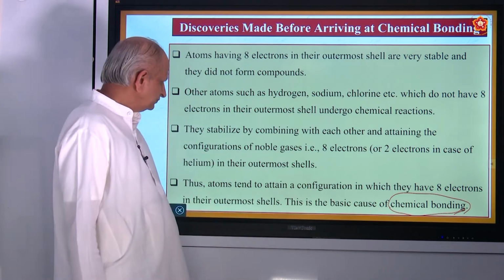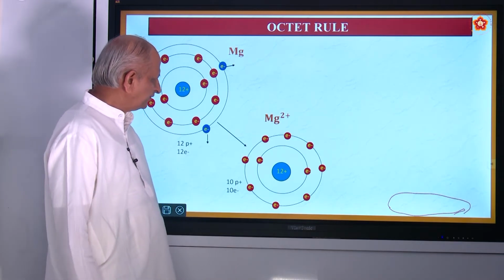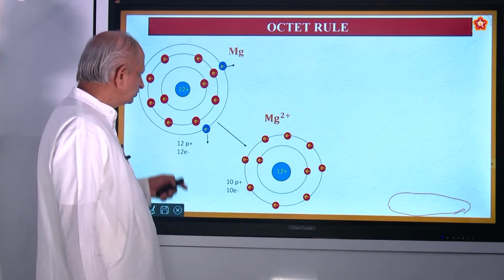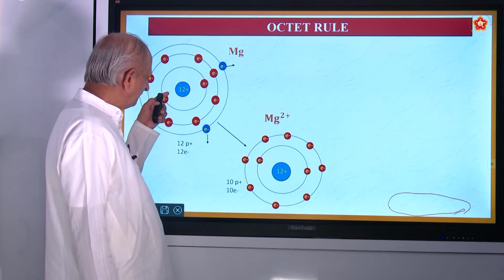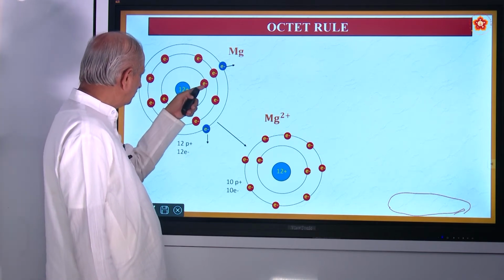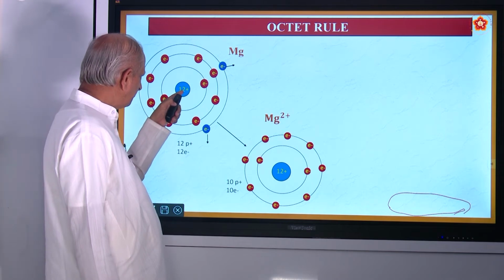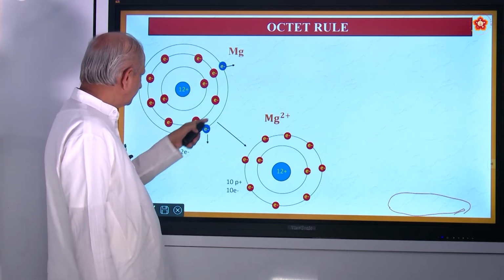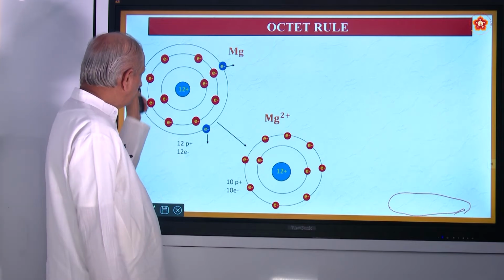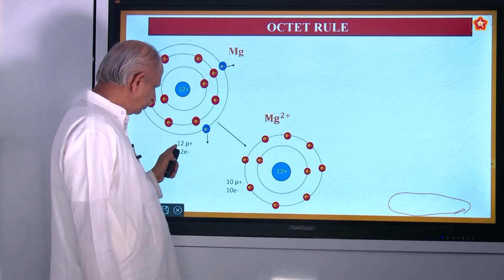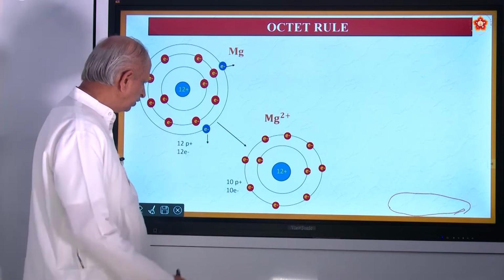For example, here the bonding of magnesium is shown. In magnesium, the first orbit will have 2 electrons. There are 12 protons and 12 neutrons. In the second you have 8, in the third you have 2. So 2, 8, 2: 12 protons, 12 electrons and 12 neutrons.